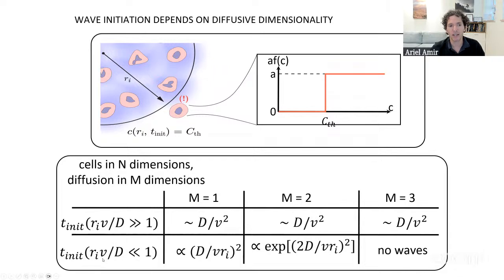So if the target is too small compared to D over v, you will not trigger waves even if you wait an infinite amount of time. But in 1 or 2 dimensions, you can calculate how long you have to wait until this wave will be triggered. So these results are also very dimension dependent for the triggering of these waves. And maybe this is a good time to stop and ask if there are any questions from the audience.